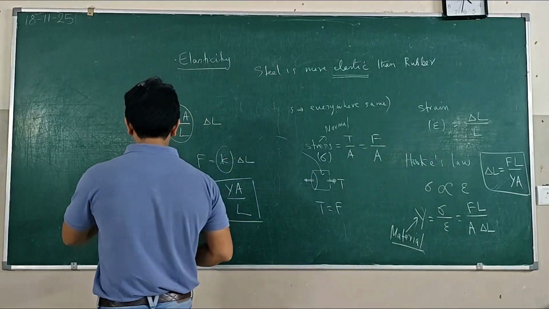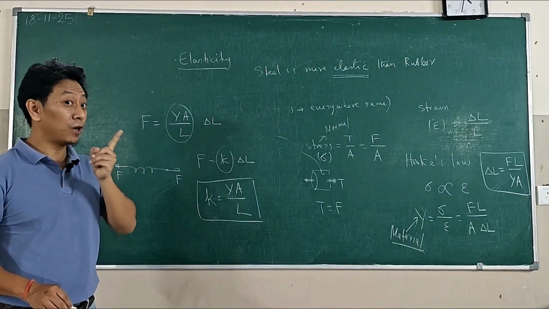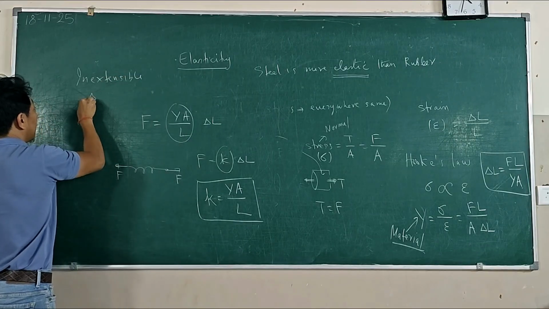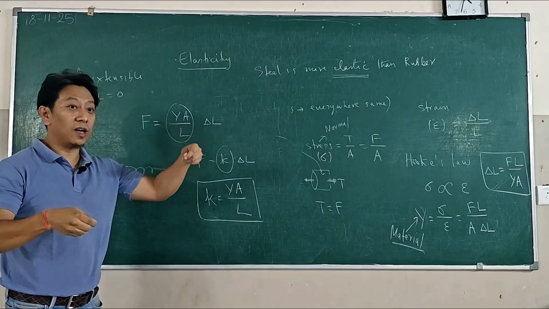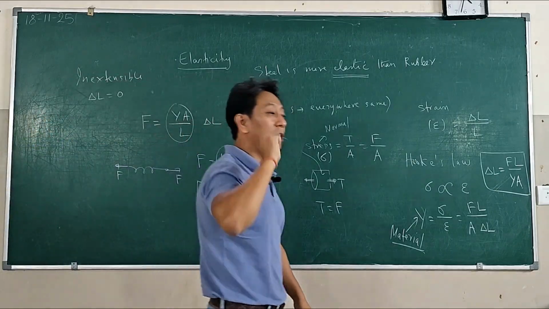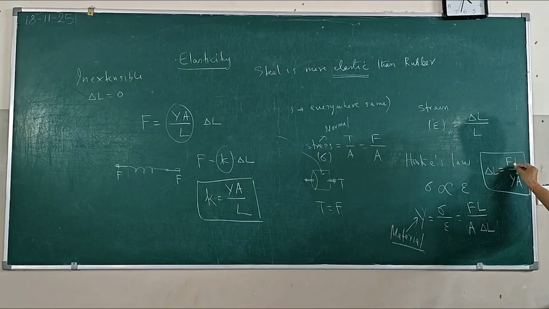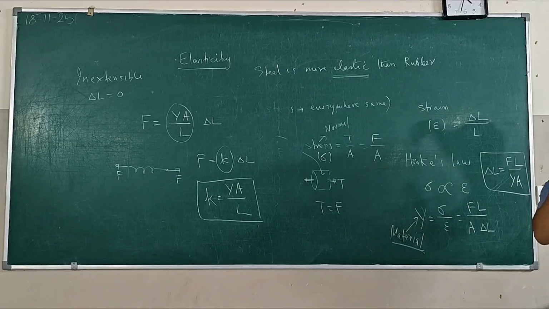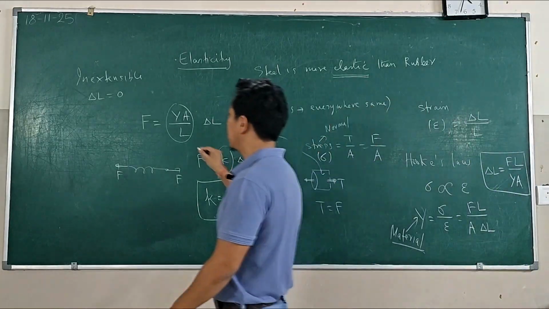So you can consider a rod, but it has to be elastic. It should have Young's modulus. Inextensible wires means what will be delta X or delta L? 0. Even if tension is there, delta L is 0. When is that possible? If delta L is 0, even when there is force, length and area will always be there, brother. That is only possible when Young's modulus is infinity.